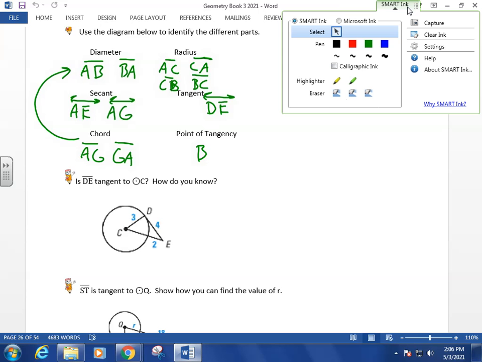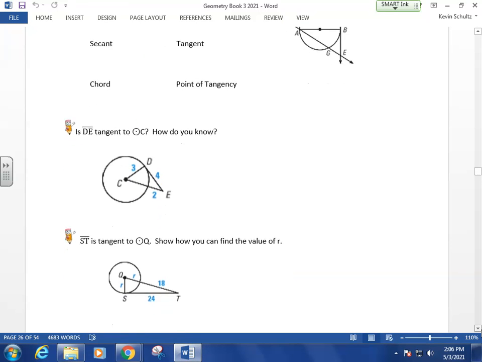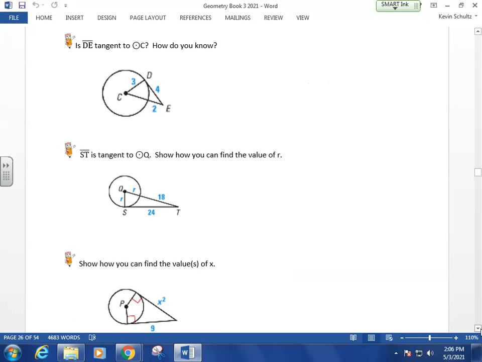Okay. The next section here talks about is DE tangent to circle C. You've seen me use this symbol in math packets before, but this symbol here is the symbol for a circle. It's just a circle with a dot in the center, so that refers to circle C. And the question is DE tangent to it, and how do we know? What must be true for a tangent line to exist? Look back at Theorem 10.1 if you have forgotten.